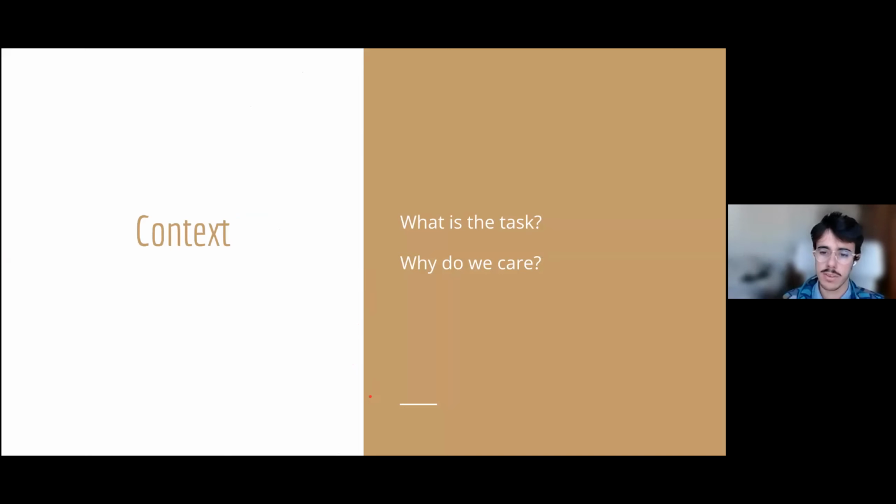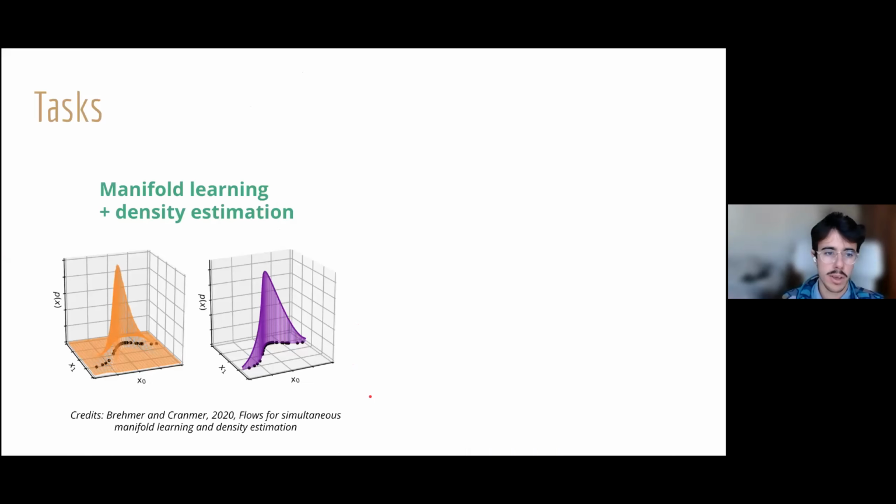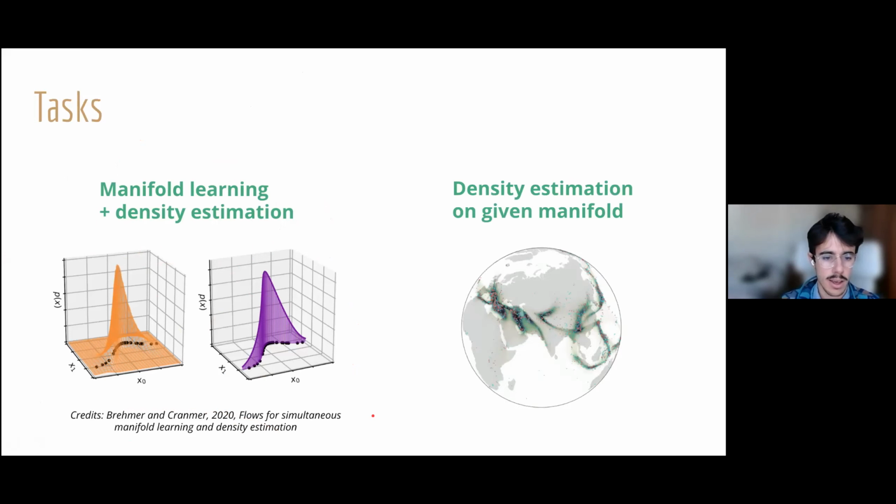So what is the task, and why do we care about that? There are different tasks that people may care about. One is jointly learning the manifold and a density on the manifold. There's quite a line of work in that regard. But where we're going to focus is assuming that we're given a manifold, and then parameterizing and learning a probability density on that manifold.